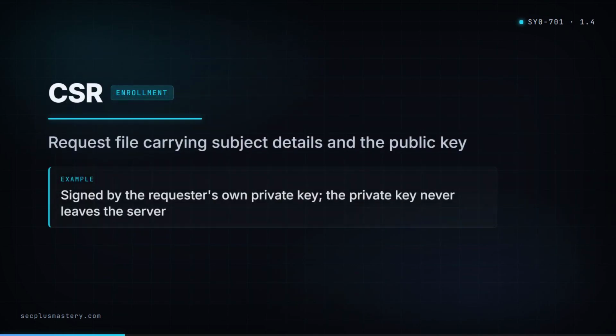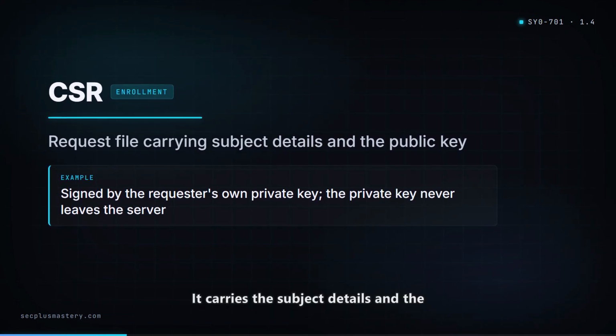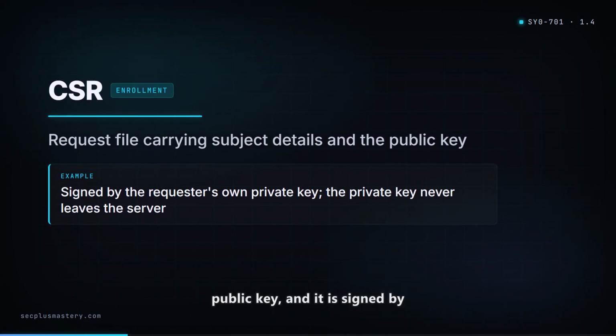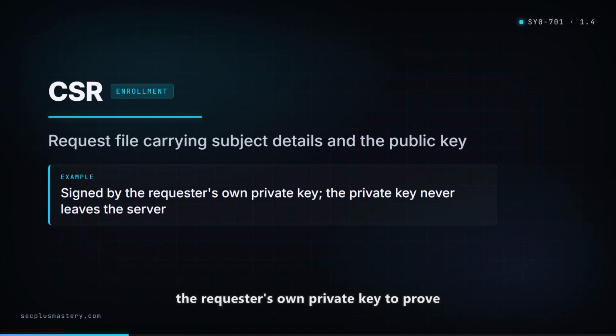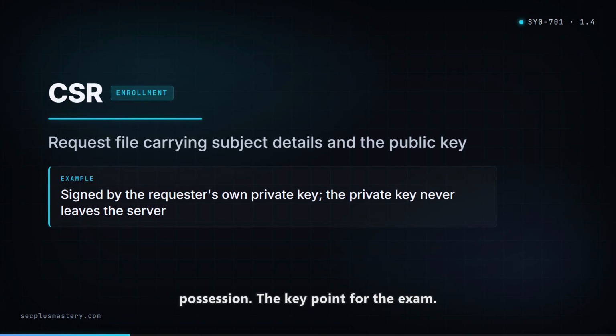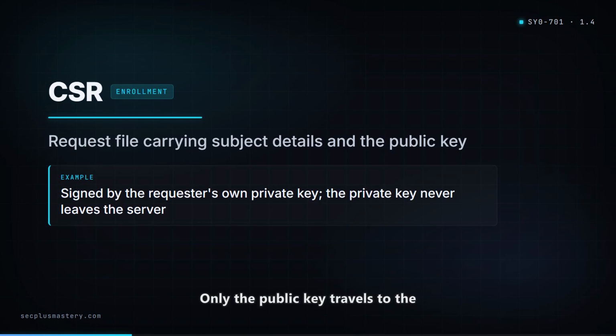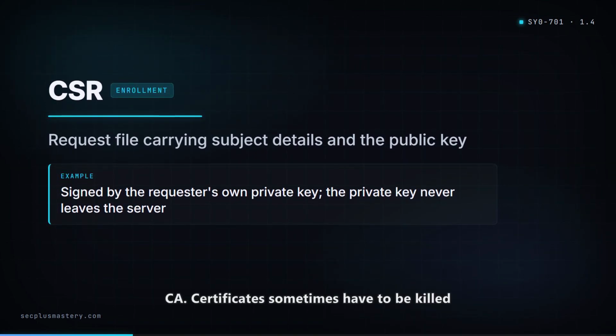To get a certificate, a subscriber sends a CSR, a certificate signing request. It carries the subject details and the public key, and it is signed by the requester's own private key to prove possession. The key point for the exam: the private key never leaves the server. Only the public key travels to the CA.